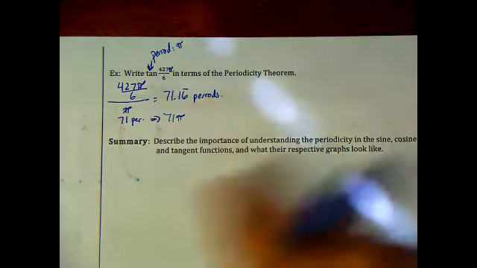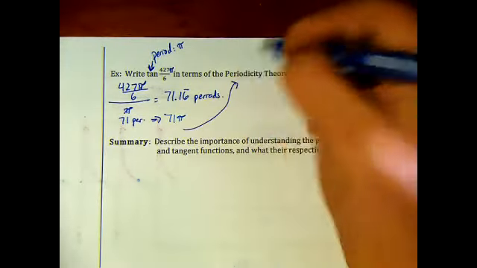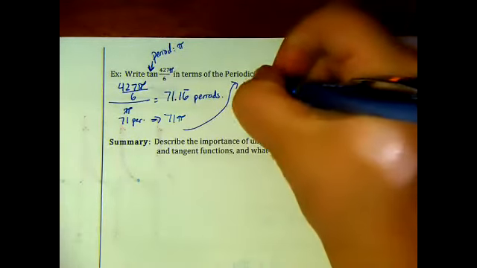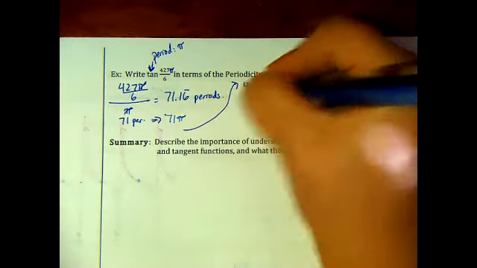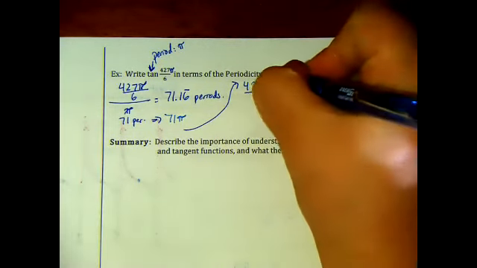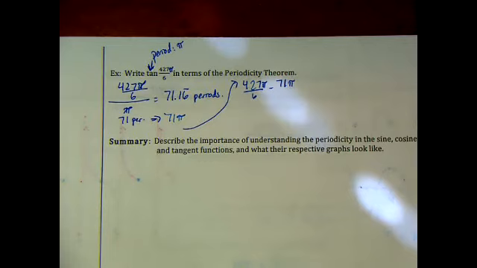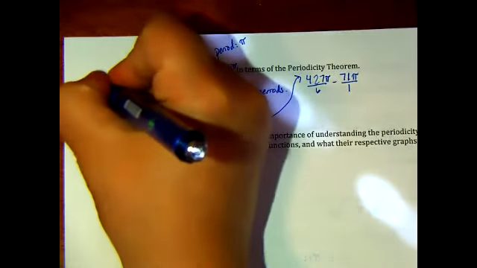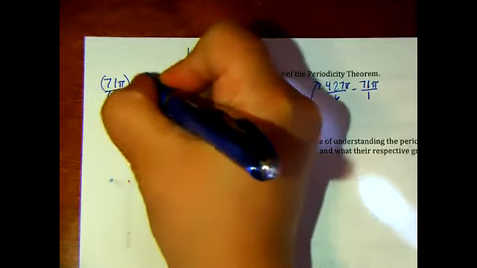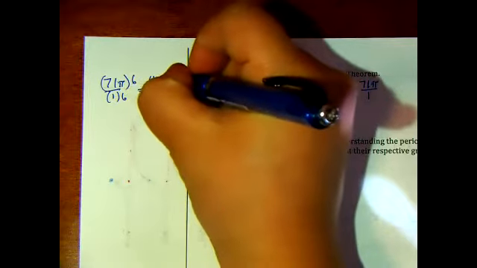I have 71 pi's in this period plus an angle, plus theta. I don't know what my theta is yet, so I need to figure that out. I'm going to take my angle, 427 pi over 6, and subtract 71 pi from it. I need to figure out what 71 pi is with the denominator of 6. So I take 71 pi over 1, multiply top and bottom by 6, whatever 71 times 6 is, and that gets me 426 pi over 6.